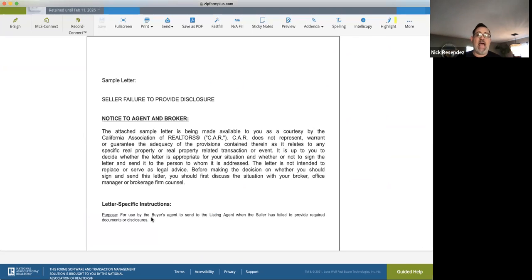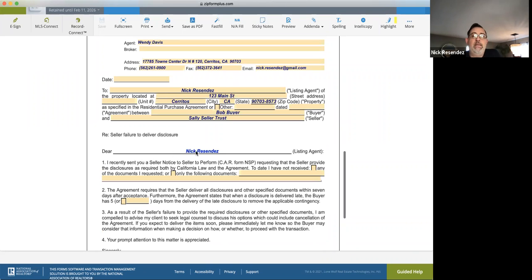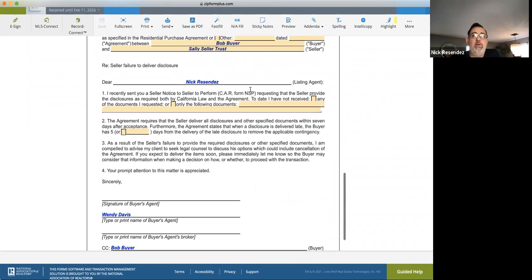Now this one's slightly different in that this is what the buyer's agent will send to the listing agent when the seller hasn't given specific disclosures. So the first one was telling our buyer, as a buyer's agent, what the ramifications of not receiving proper disclosures are. Here, the buyer's agent is telling the listing agent that, hey, we gave you a notice to perform to provide all of the disclosures required by law. I haven't received X, Y, and Z. And if the seller doesn't provide them, I have to advise my client that they need to seek legal counsel to discuss options, which may include canceling, or it may include forcing the sale. Please, your prompt attention to this matter is greatly appreciated.